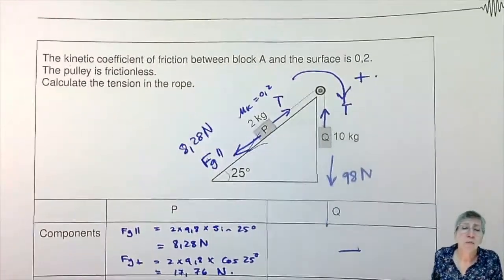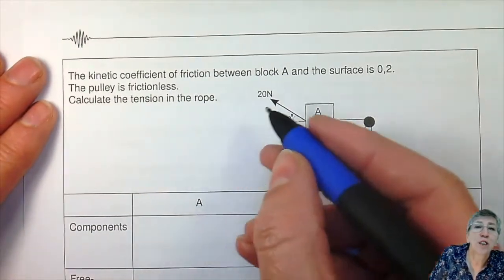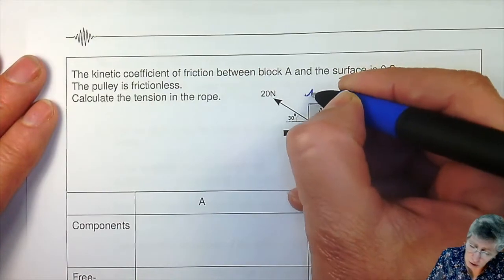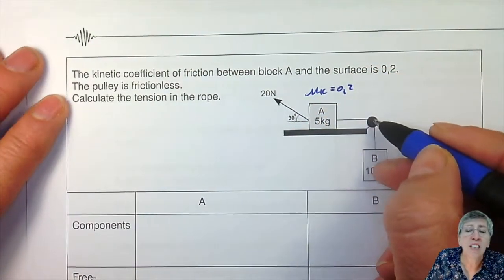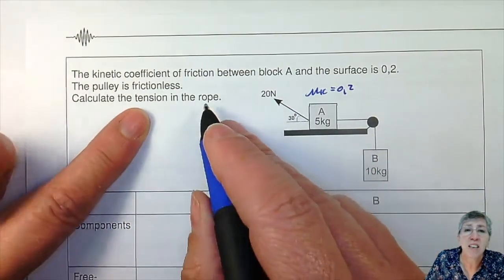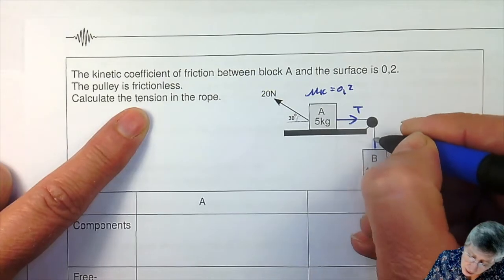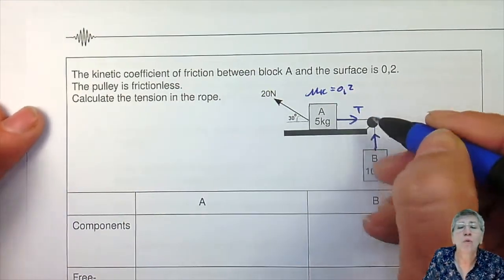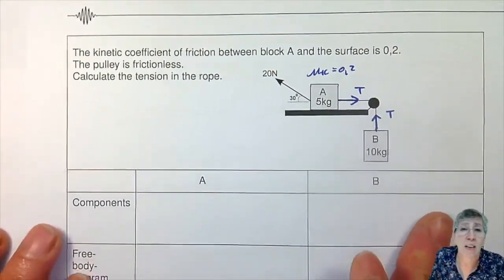Right, so let's move on and do one more. In this one, the kinetic coefficient of friction between block A and the surface is 0,2, so mu k is 0,2 over there. The pulley is frictionless, and the question is: calculate the tension in the rope. And once again, the rope pulls on both sides with the same magnitude force. So even though the forces are not the same, the magnitudes of those forces are the same.